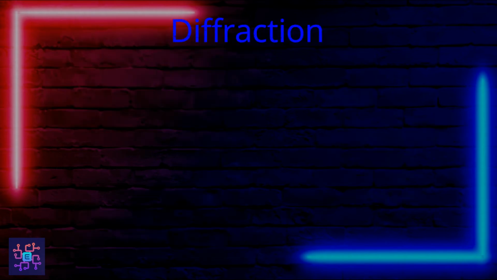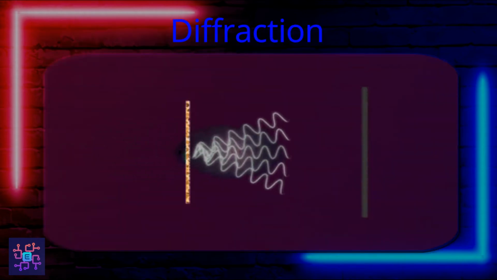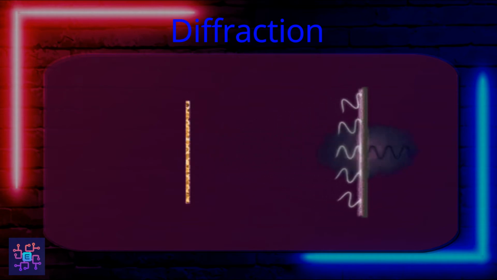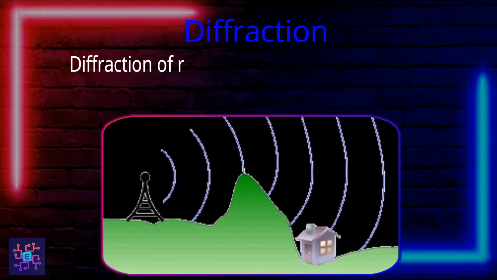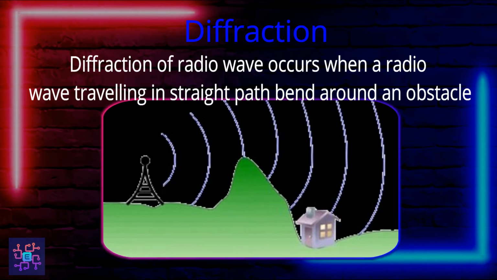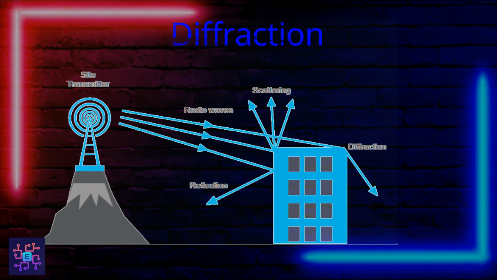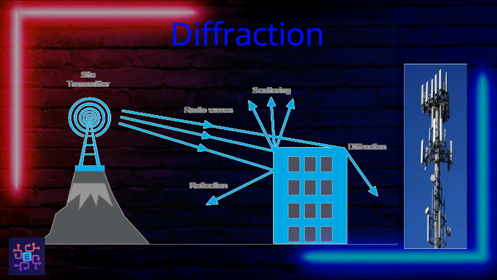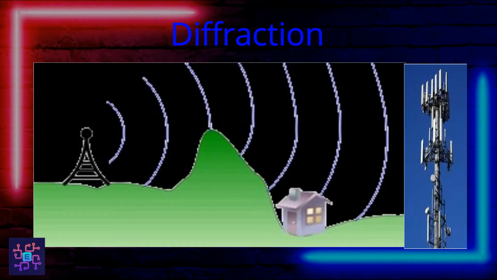Now coming to the third concept, which is diffraction. Diffraction of a radio wave means that radio waves traveling in straight paths bend around an obstacle. It's like sticking somewhat closer to the obstacle, it tries to attain the shape of that object. It explains radio reception behind a mountain or tall building. Like when we are transmitting our signal towards some receiver antenna, and that is behind a wall, any mountain, any tower, it uses the concept of diffraction to catch the signal.